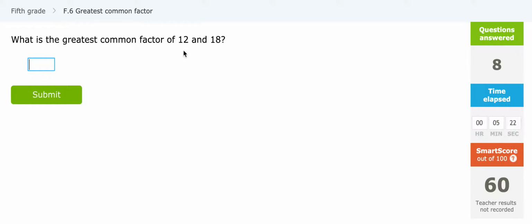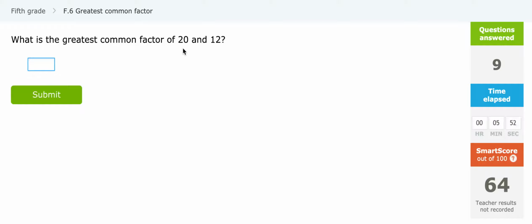In this case, this is 2 times 2 times 3, and this is 2 times 3 times 3. They will share in common 1, 2, and 1, 3. So in that case, 2 times 3 is 6, and we can double check this. So 12 is divisible by 6, it leaves 2, and 18 is also divisible by 6, it leaves 3. So in that case, I will say 6 is the greatest common factor.